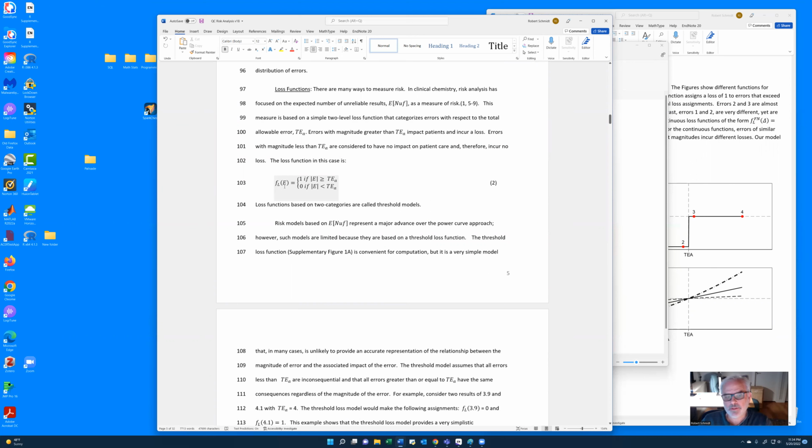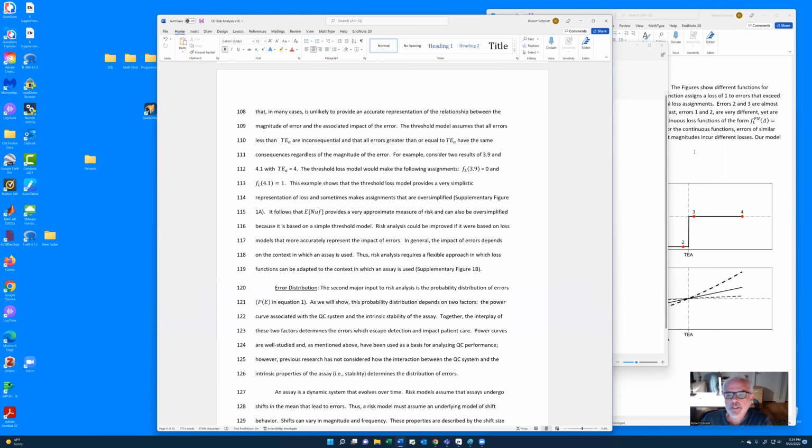Traditionally in clinical chemistry, there have been some models by Parvin, and this model has been used by Westgard and others. It's a threshold model that says that the loss is equal to 1 if the magnitude of the error is greater than the total allowable error, and it's 0 otherwise. So this is just sort of a binary model. And this expected number of unacceptable final results is a measure that's used by Westgard and Parvin and others. It's also part of the Mission Control software that Bio-Rad uses. I think it's based on Parvin's work, and uses this kind of loss function.